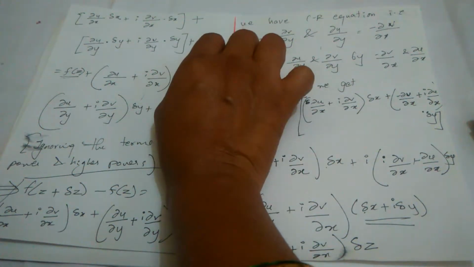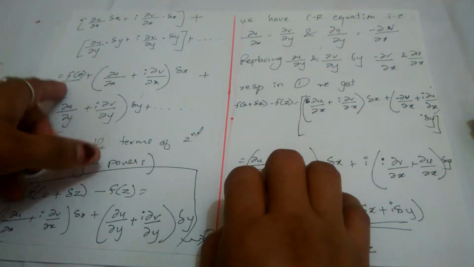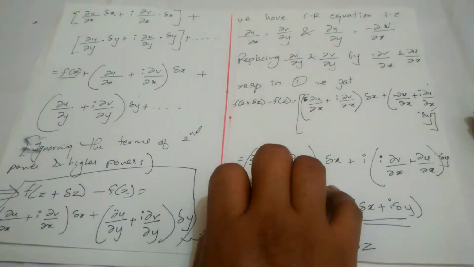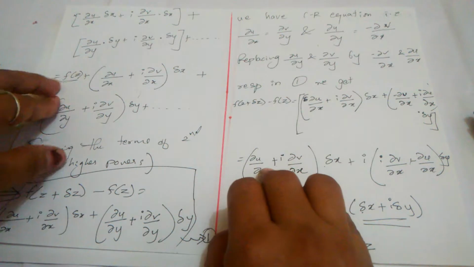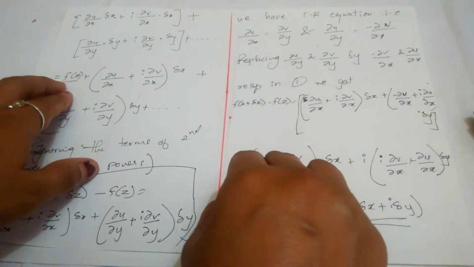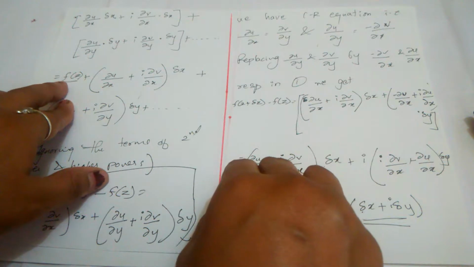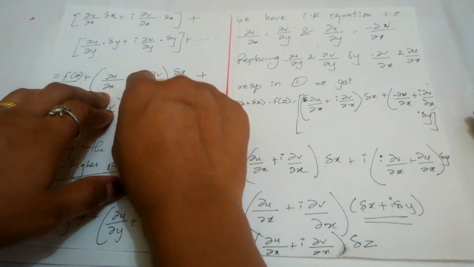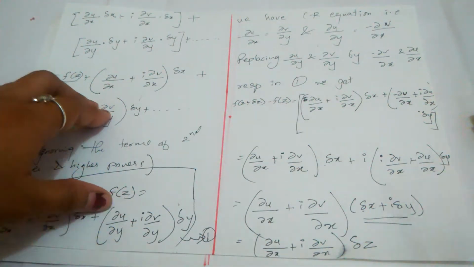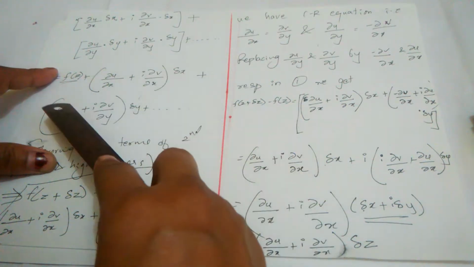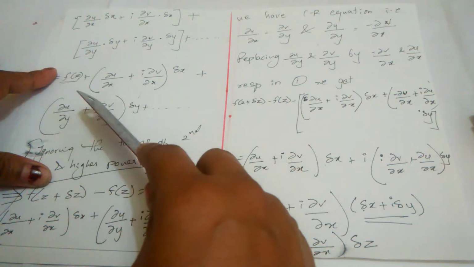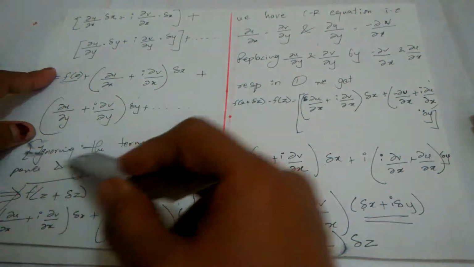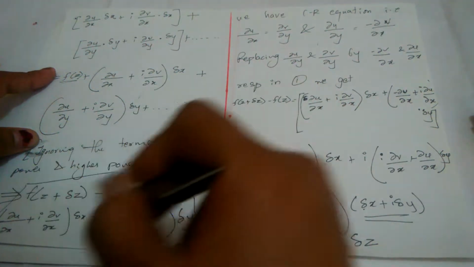So we are getting the higher powers again. So that previous term we will be substituting as f of z plus (∂u/∂x plus i ∂v/∂x) into delta x plus (∂u/∂y plus i ∂v/∂y) into delta y plus dots. So we are ignoring the terms of second power and higher power.